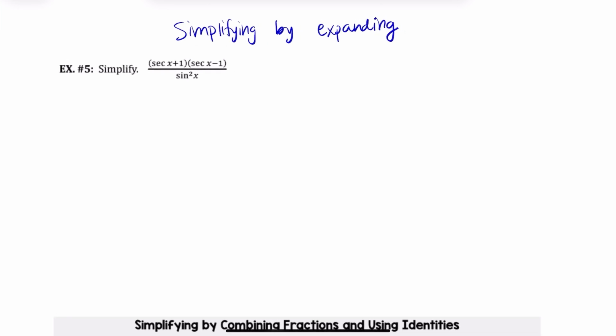All right, so we've looked at simplifying trig expressions by factoring. Now we're going to look at simplifying by expanding. So expanding is the reverse process of factoring, where we want to expand something out by multiplying everything out. So we're going to multiply out.